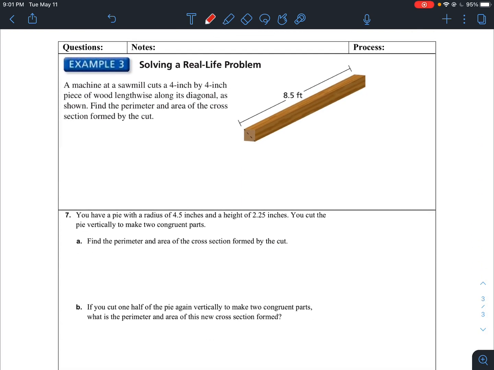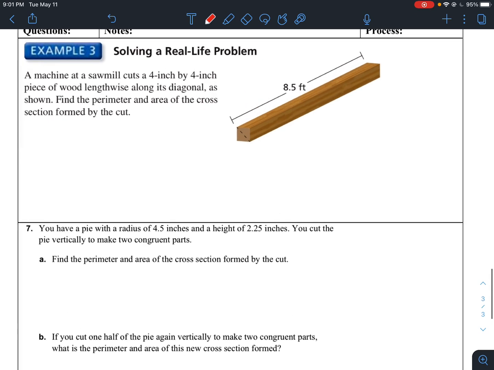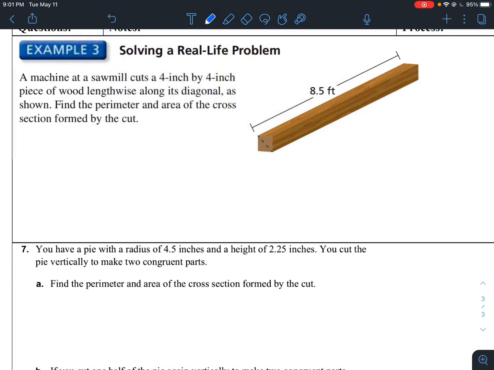Example 3. So here are some story problems. It says that a machine at a sawmill cuts a 4-inch by 4-inch piece of wood lengthwise across its diagonal, as shown. So they're cutting it across here. Find the perimeter and area of the cross section formed by the cut. So we know it's a 4-inch by 4-inch piece of wood, but they're cutting along right here. Okay. So they're cutting along right there.